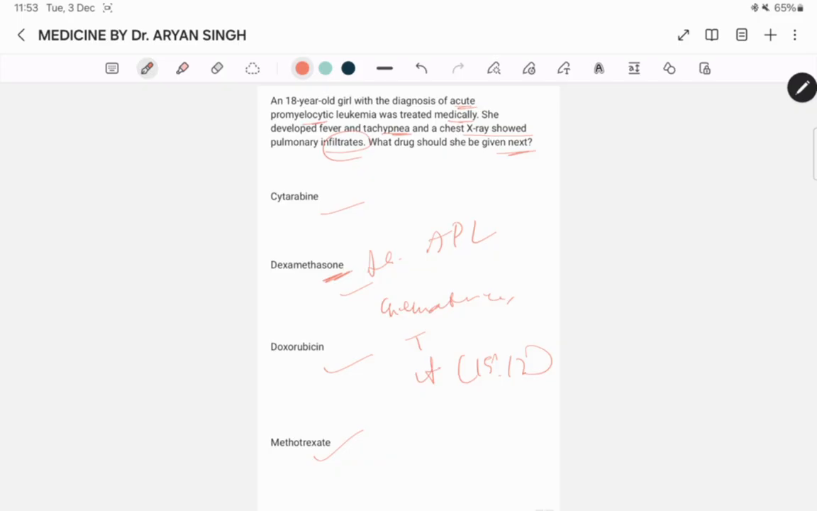While ATRA reduces the incidence of DIC associated with the cytarabine and daunorubicin used earlier in APL, it can cause APL differentiation syndrome due to the adhesion of the differentiated neoplastic cells to the pulmonary vasculature endothelium.